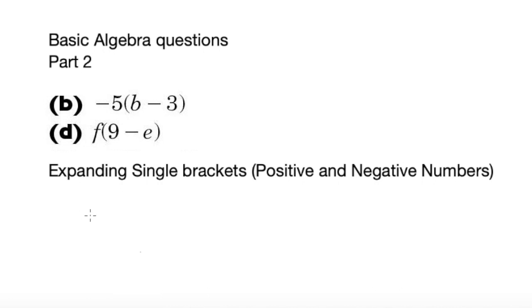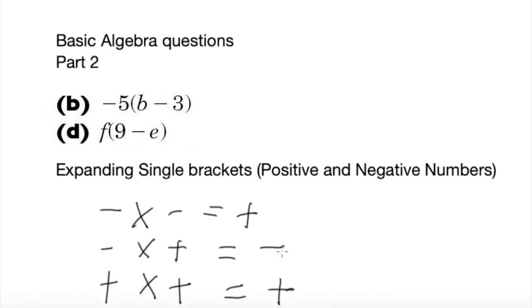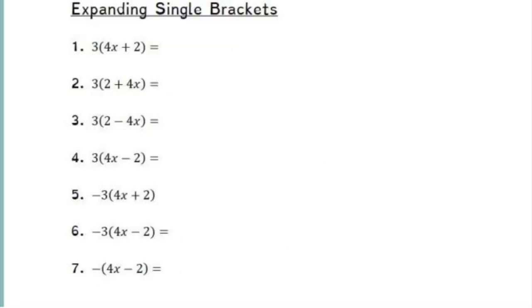When you multiply a negative number times a negative number, it gives you a positive. And when you multiply a negative number and a positive, it gives you a negative. And then when you multiply a positive number times a positive number, it gives you a positive. So these rules right here are very important to remember, and you'll understand as we do a few practice questions. So we're going to do some practice questions.